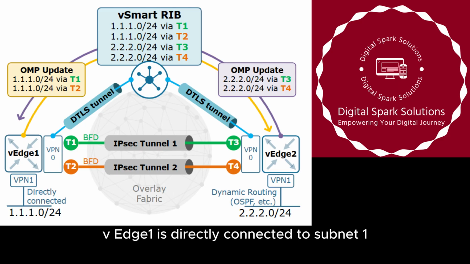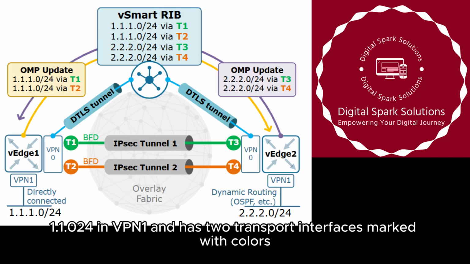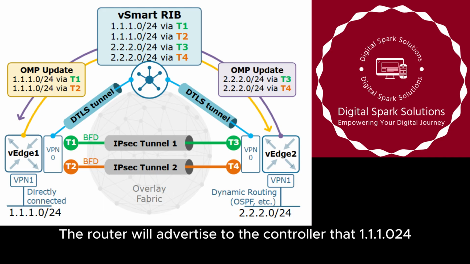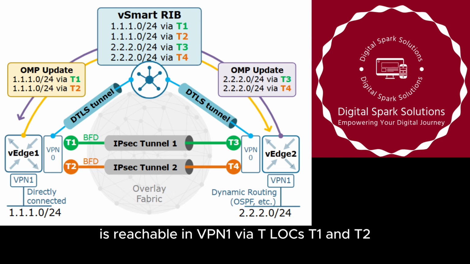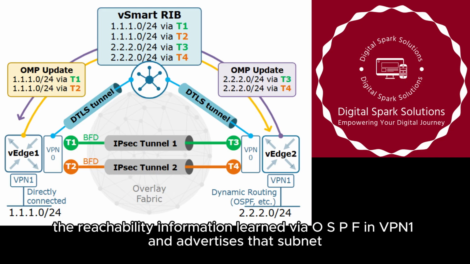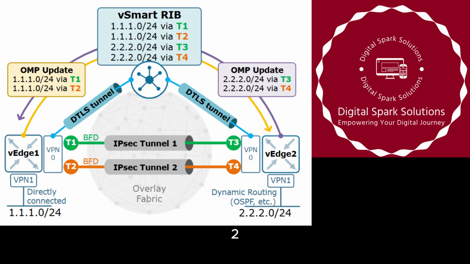In the figure, for example, vEdge 1 is directly connected to subnet 1.1.1.0/24 in VPN 1 and has two transport interfaces marked with colors biz-internet and MPLS, TLOCs T1 and T2. The router will advertise to the controller that 1.1.1.0/24 is reachable in VPN 1 via TLOCs T1 and T2. This advertisement is carried in an OMP update message as a vRoute. On the other side, vEdge 2 imports the reachability information learned via OSPF in VPN 1 and advertises that subnet 2.2.2.0/24 is reachable in VPN 1 via TLOCs T3 and T4.